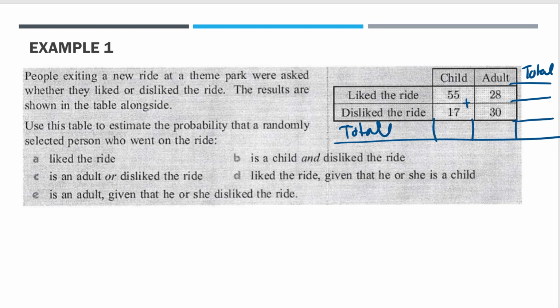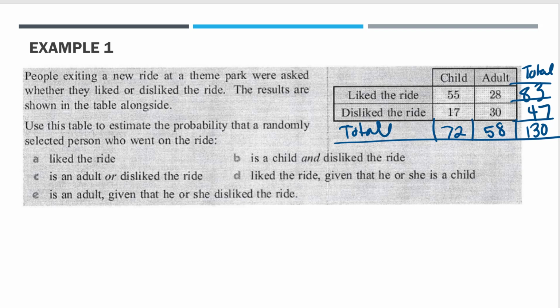Now, if you add 55 plus 17, we get 72. If you add 28 plus 30, we get 58. So that's adding our columns. If we add our rows, 55 plus 28 is 83, and 17 plus 30 is 47. Then if you add 72 plus 58, you get 130, and if you add 83 and 47, you will also get 130. So we have our totals.